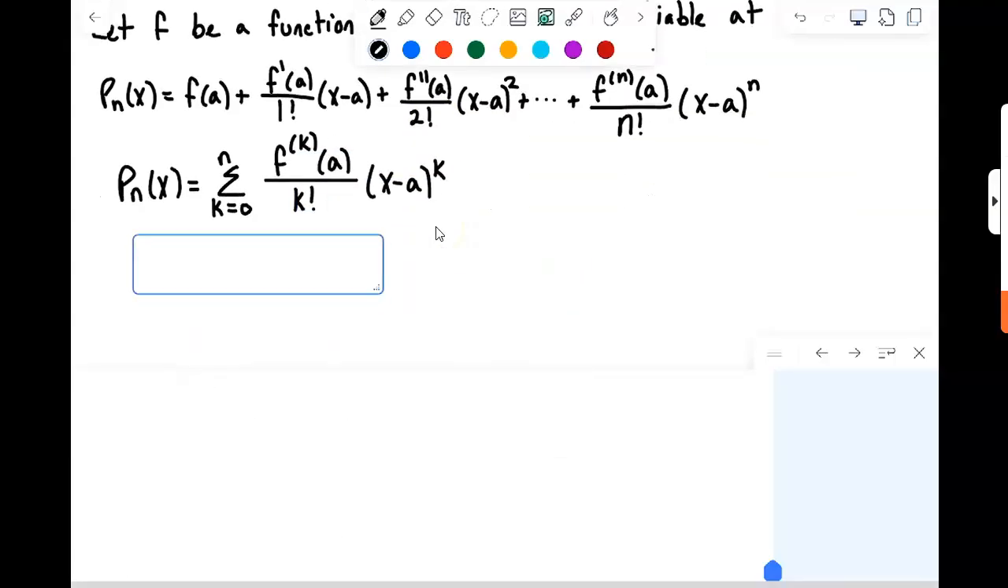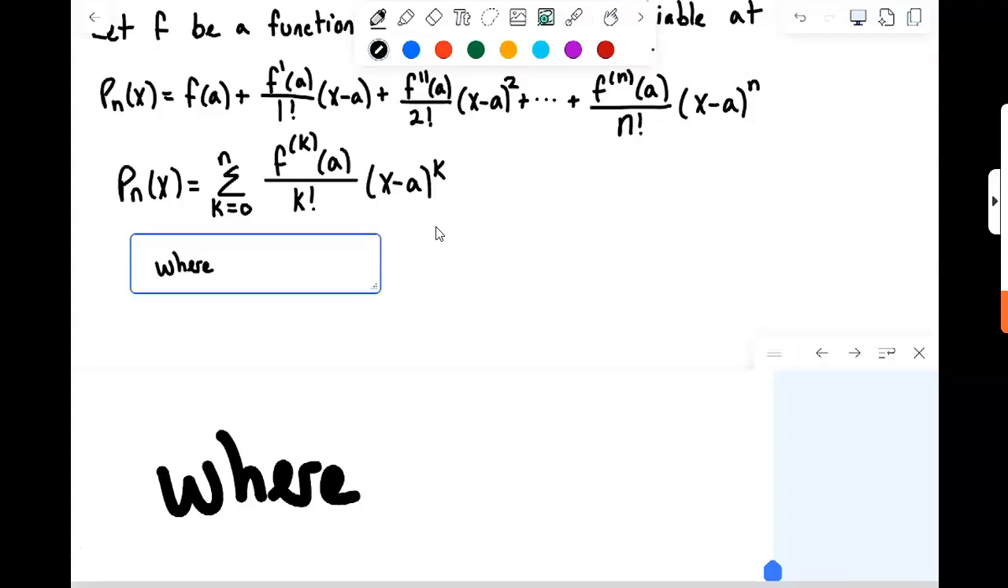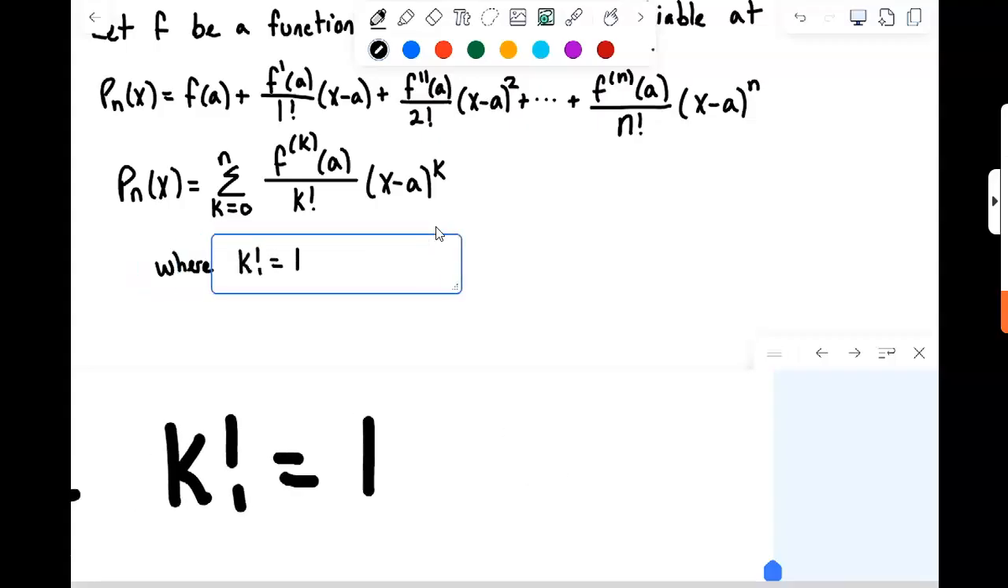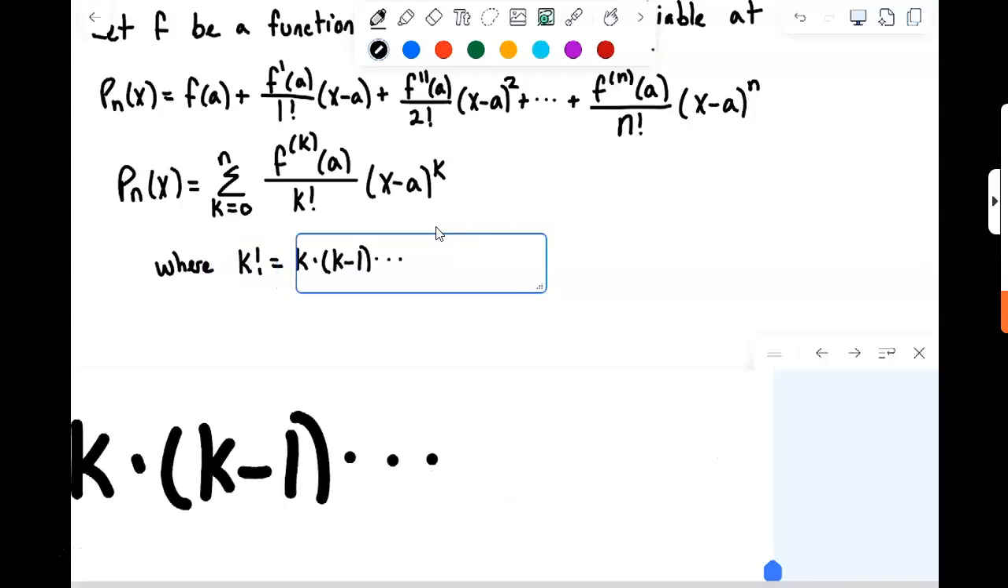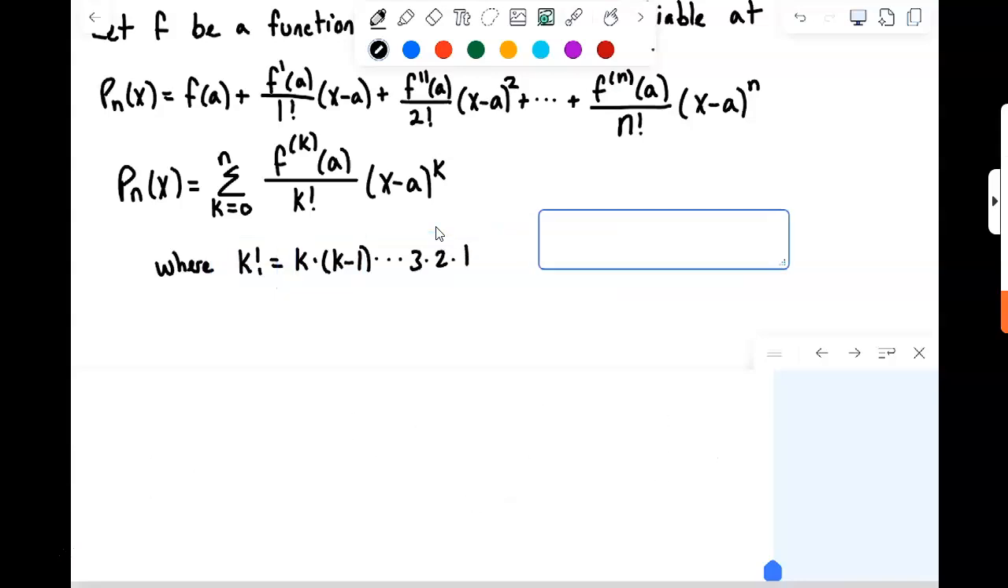So that's the abbreviation, where remember that k factorial means we're starting with k multiplied by k minus 1, and then k minus 2, and so on all the way down to 1. All right, so that's called the Taylor polynomial of degree n.